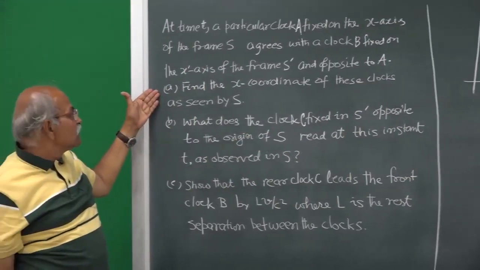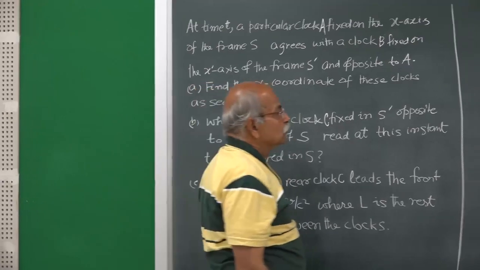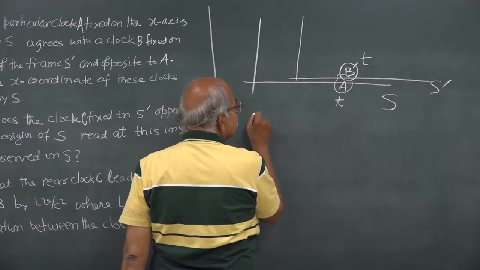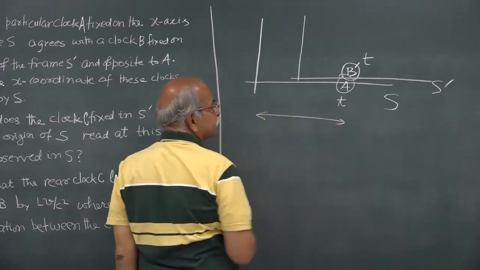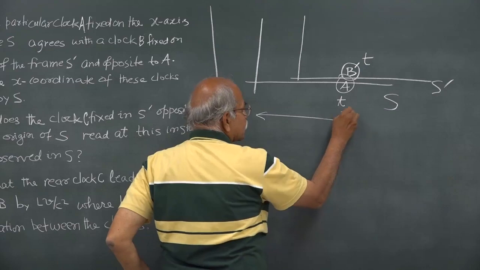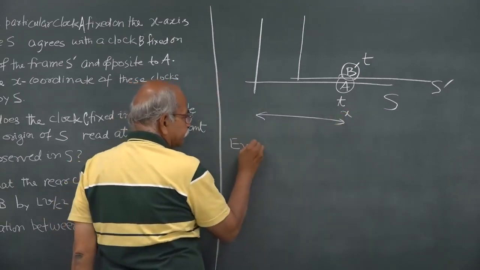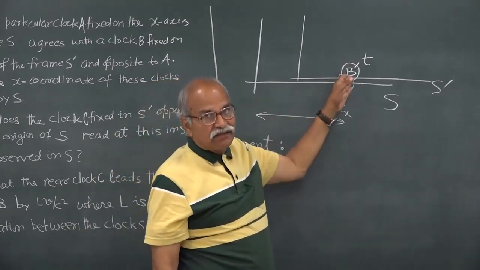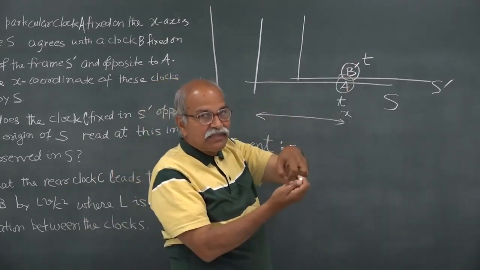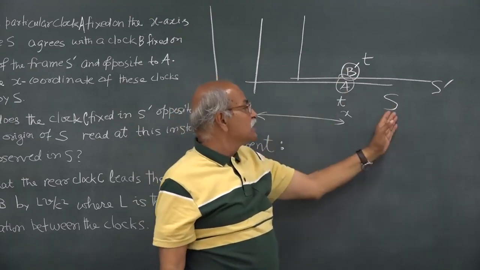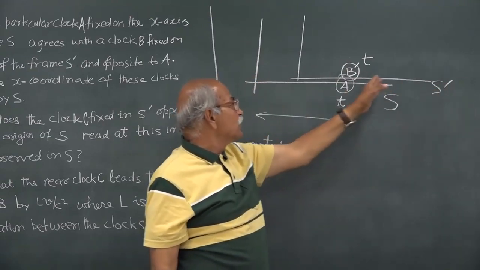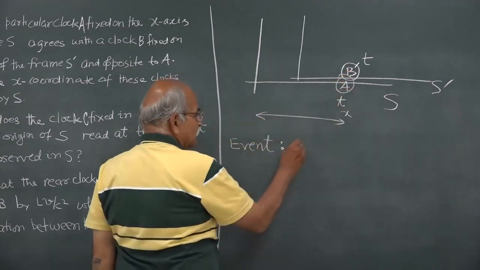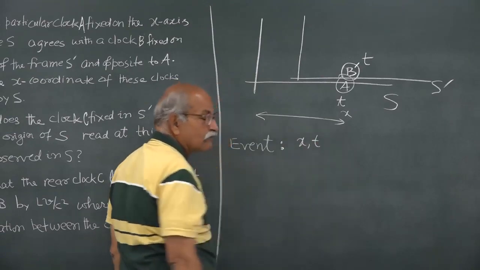Find the x coordinate of these clocks as seen by S. So, you need x coordinate of these two clocks as seen from S. So, you need this, you need this. So, this x coordinate is, let us say, x. So, this is our event. These two clocks are opposite each other, that is the event. A and B are opposite each other. This B is as seen from S, this B is moving. So, at a certain time this B is opposite A, that is the event. So, you have x and you have t.